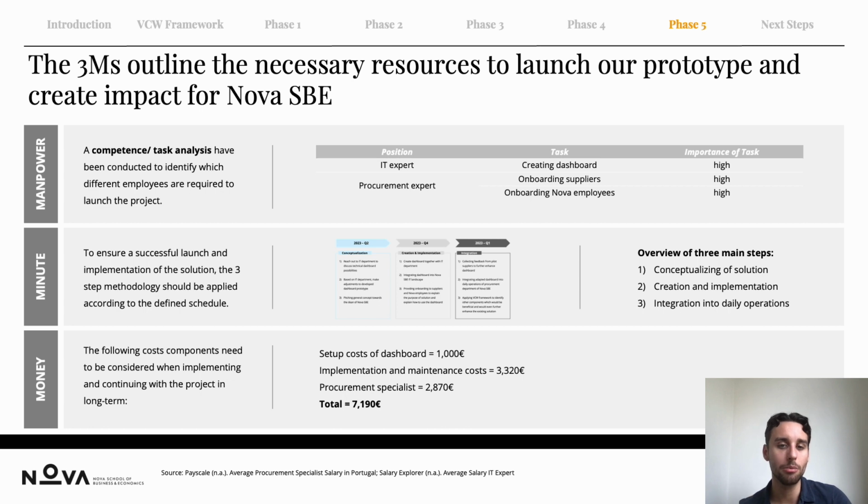And for minute of a project, we have a 3-step methodology: conceptualization of solution, which we've now done, then the creation and implementation, which needs to be done in the next step, and then the integration into daily operations. And for money, we will now also have a look into a deep dive to basically see how we calculated the needed money of 7,190 euro.